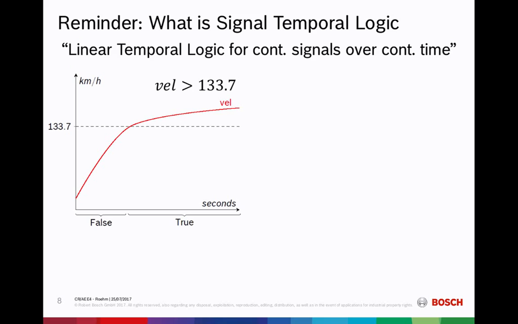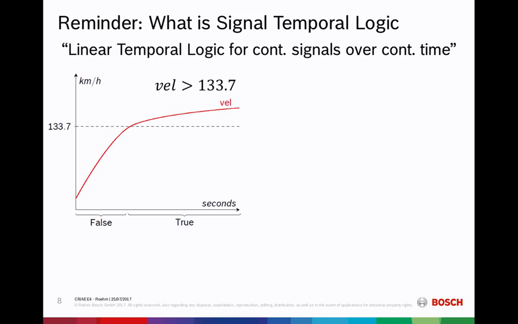All right, some words about signal temporal logic. I think everyone here knows linear temporal logic, and signal temporal logic is basically the same thing, but for continuous signals over continuous time. Here I've brought an example: the velocity over time, and we have an atomic proposition, velocity should be higher than a bound. Now we can evaluate this atomic proposition on the signal, and for some points in time it's true, for other points in time it's false. What's really important is that it's continuous time, so there are some difficulties compared to linear time, where you have discrete steps.